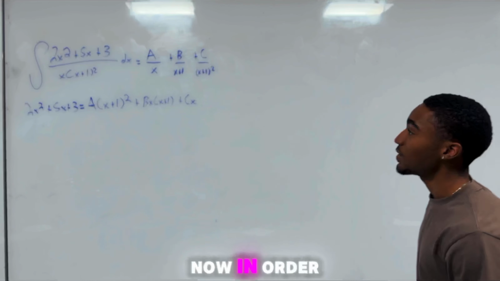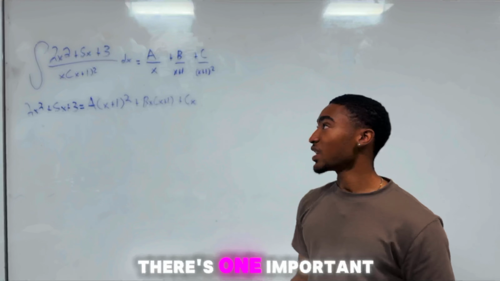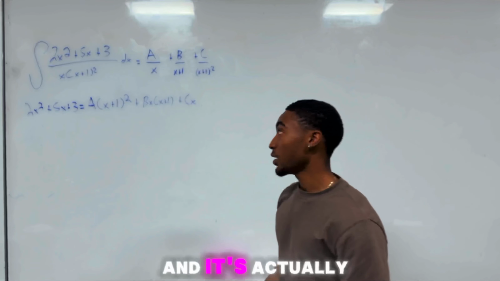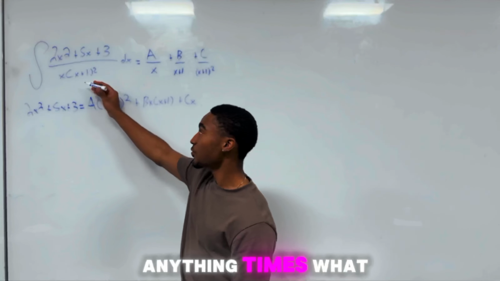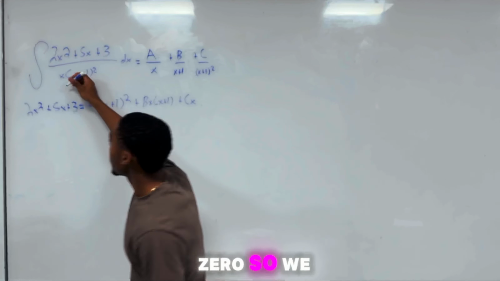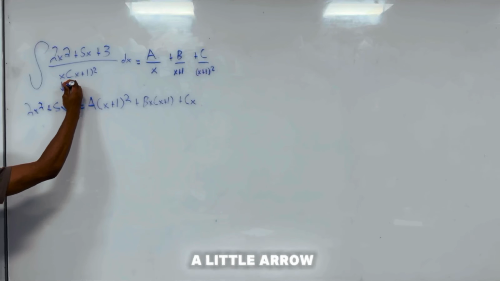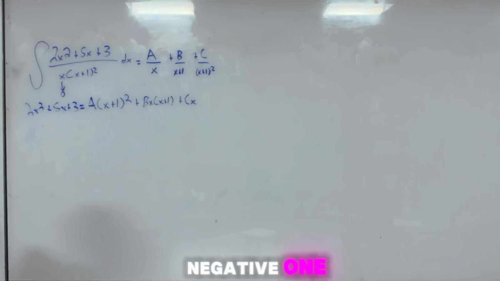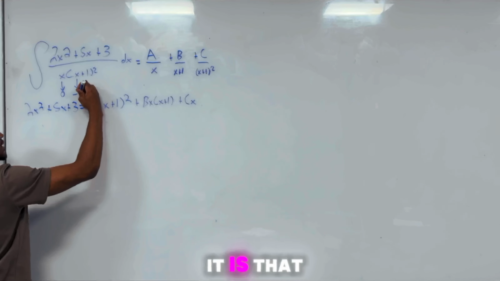Fire. Now, in order to solve this, there's one important thing that I didn't get to. We have to find what numbers make our denominator 0. And it's actually pretty simple. Anything times what is 0? 0. So, let me just draw that down right here. 0. And then, what plus 1 gives us 0? Negative 1. It is that simple, my friends.